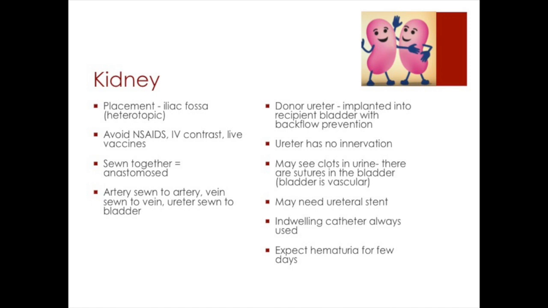When you're talking about an organ transplant, you have to think about the particular organ and what is going to be sewn together to make it work inside the recipient's body. Sewn together, of course, equals anastomosed. An artery is going to be sewn to an artery, vein to vein, and so on. With the kidney, a ureter is sewn to the bladder. A special technique is used to prevent backflow from the bladder back up into the ureter. There's no innervation from the donor ureter into the recipient's bladder. There's no nerve attachment there.